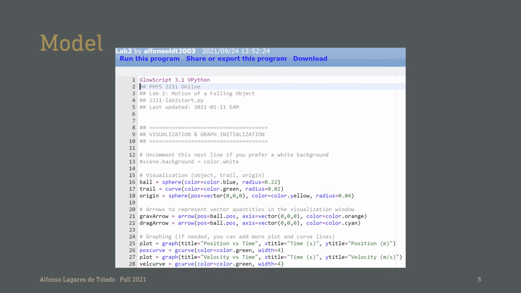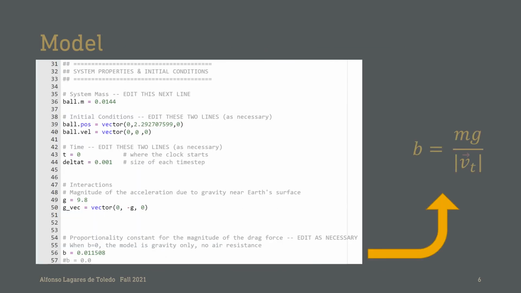Going on to the model, I used GlowScript to simulate the fall of the coffee filters. The object is represented by this ball object, and a trail and origin are assigned to it, as well as arrows that represent the forces of gravity and drag. The system is then given a mass, which for the coffee filters is 0.114 kilograms, an initial position at 2.3 meters above the origin, and an initial velocity of 0.